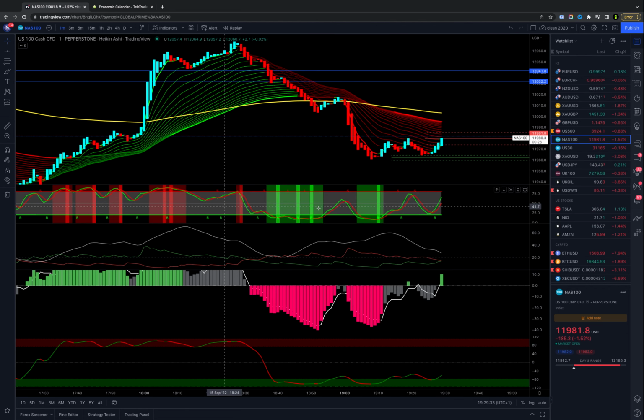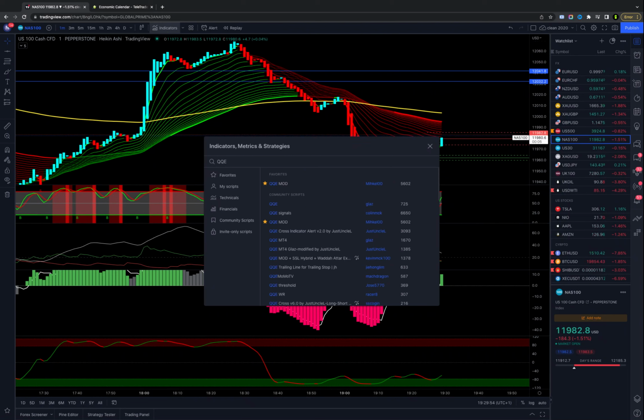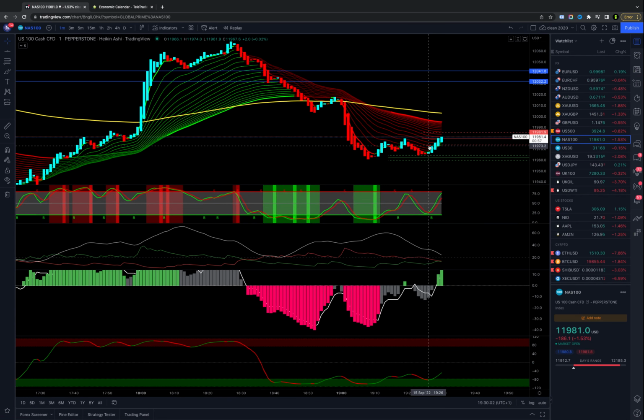But this one here is CM Stochastic, Chris Moody Stochastic. This one here is the Divergence Movement Index. Sounds a mouthful. This one is QQE Mod, at the top. So once you've got all those in your chart, you just need to understand how to actually put it all together and what it all means.